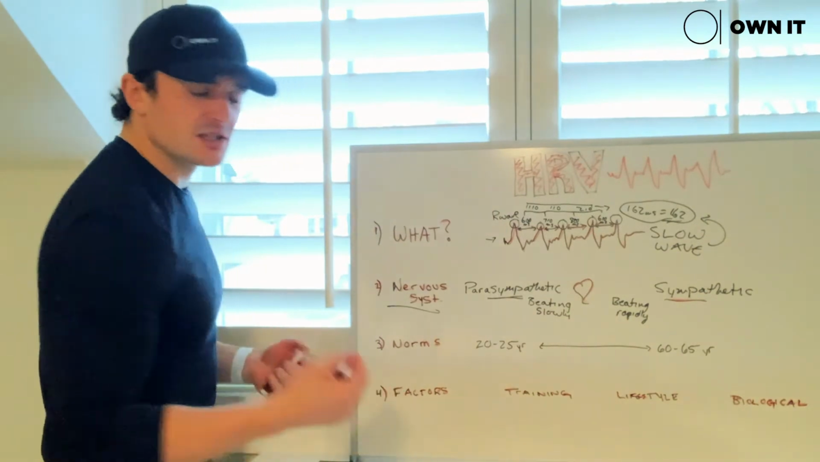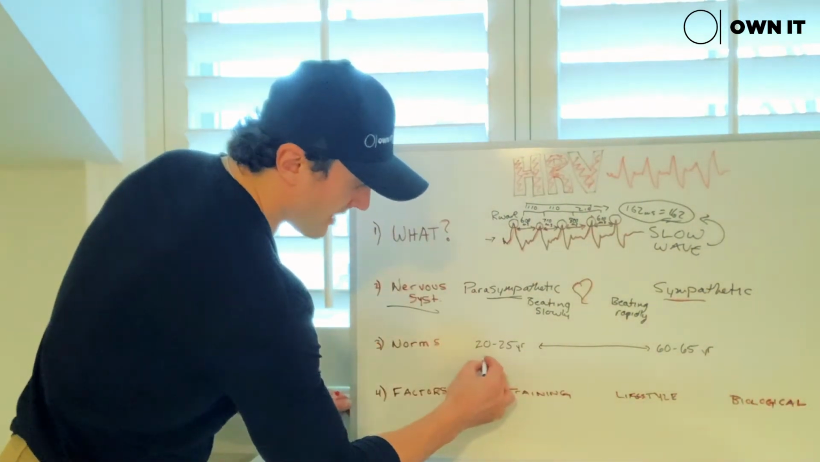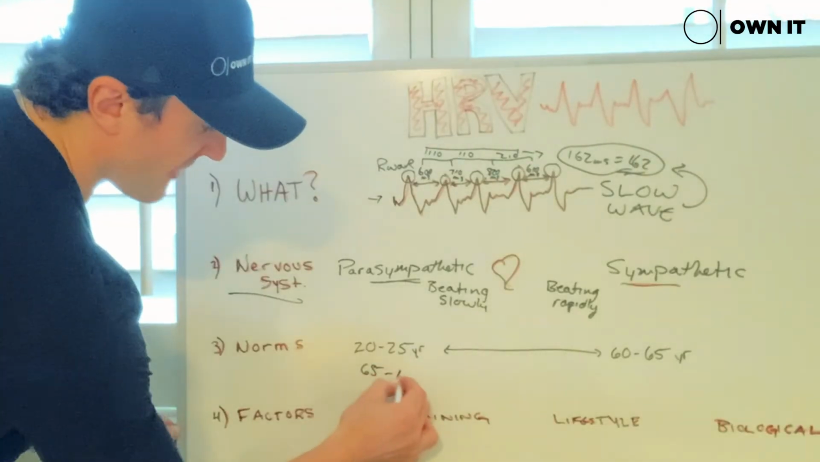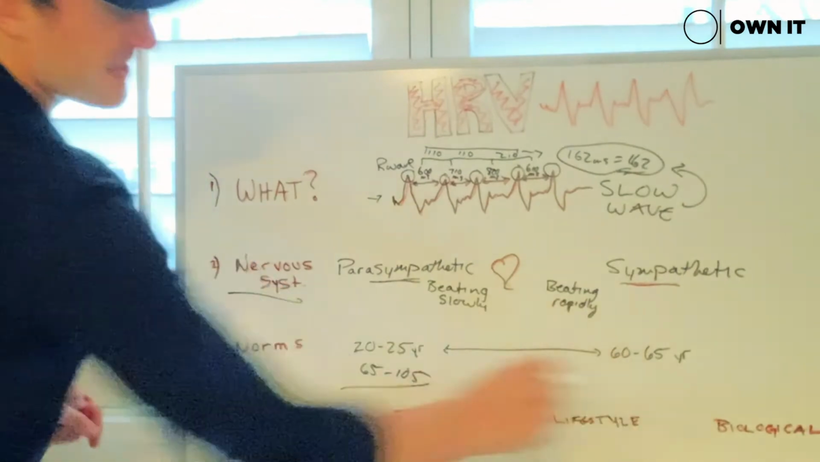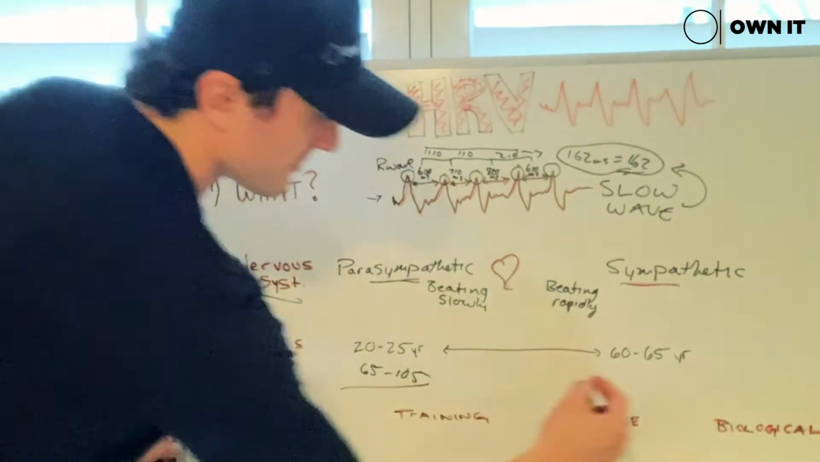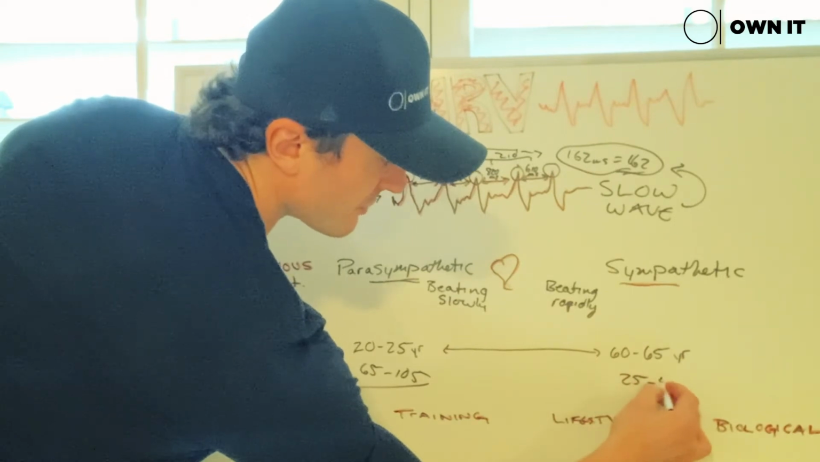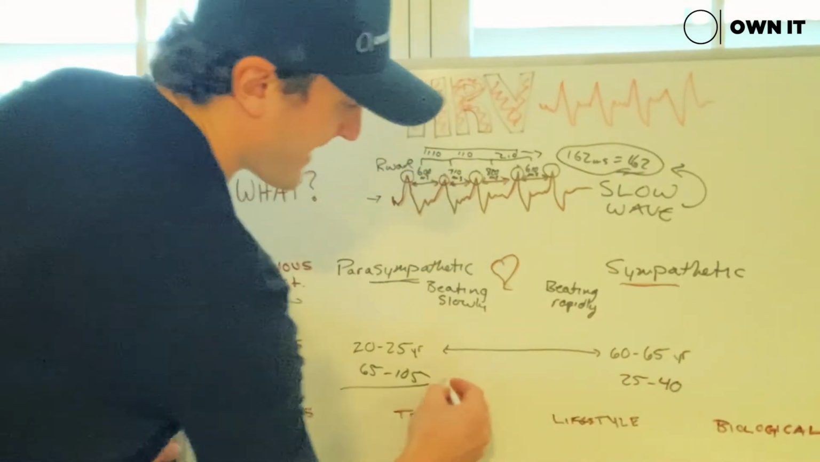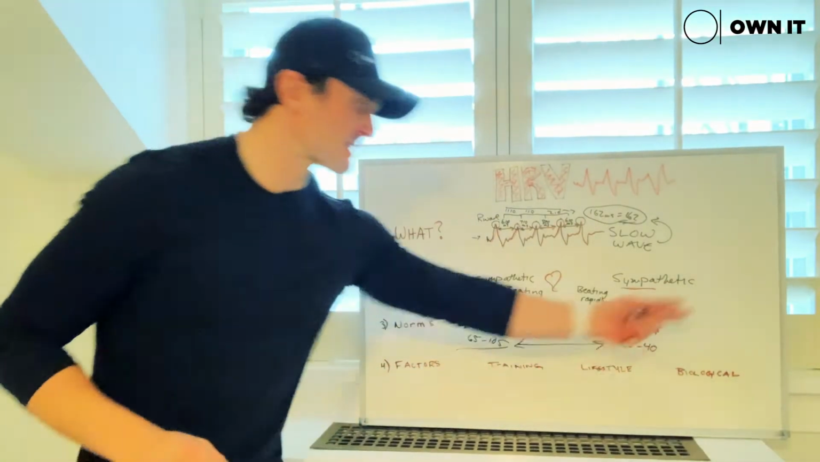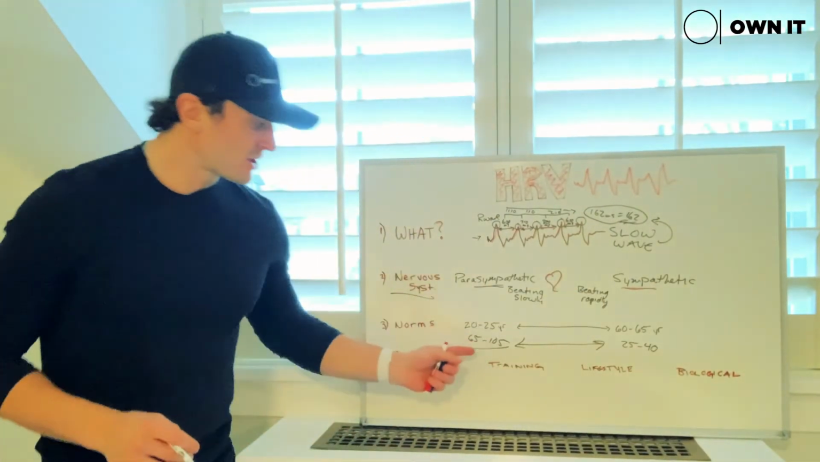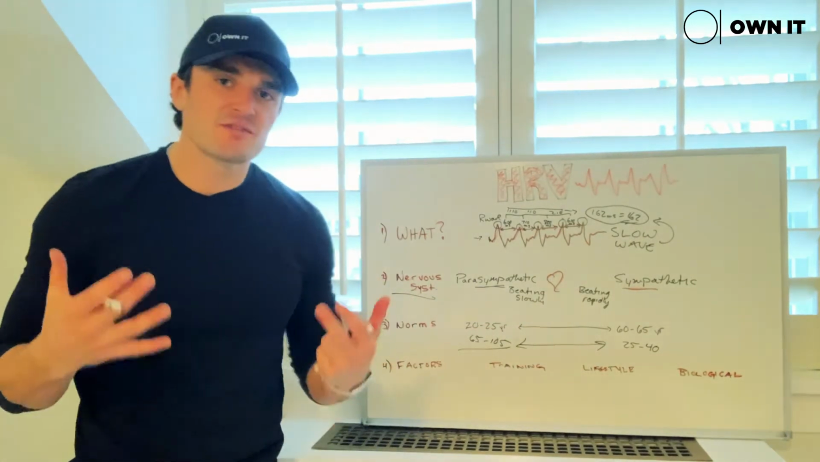Typically for a 20 to 25-year-old in that stage, general health, you're going to be looking at 65 to 105 as a beats per minute. And then in a 60 to 65-year-old range, you're going to be looking somewhere in that 25 to 40 range. And then anywhere along here, through that whole age bracket and 65 plus, you're going to be somewhere in that range. So again, it's a highly individualized number, guys.